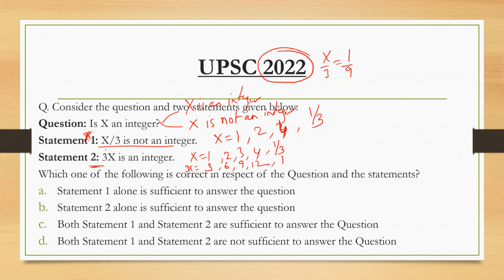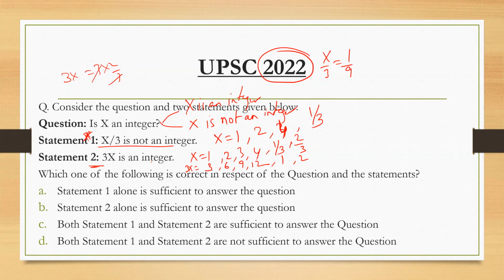But what if 2 by 3, or some other fraction like 4 by 5? You take 2 by 3. So then what happens? 3x is 3 into 2 by 3. That makes it again 2. That means again it satisfies the statement. The point is for some fractions also it becomes an integer. 3x becomes an integer.